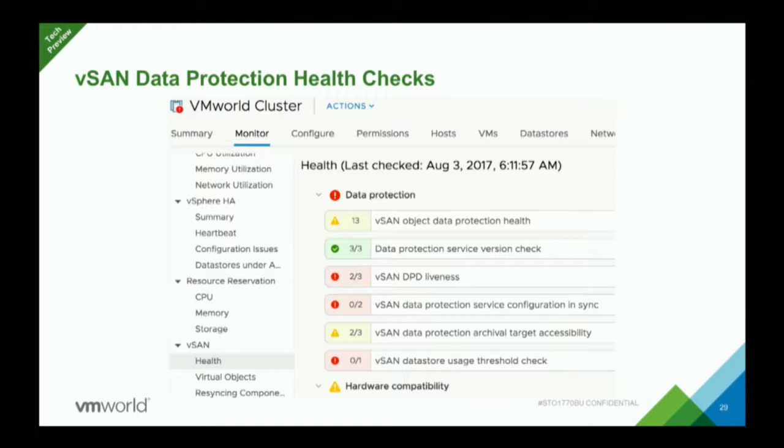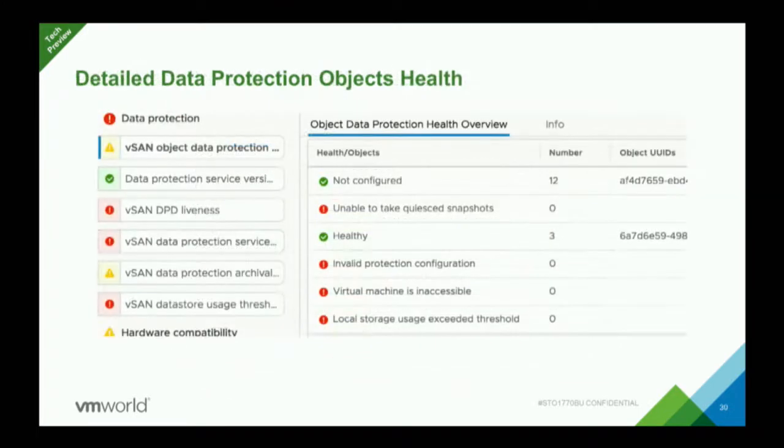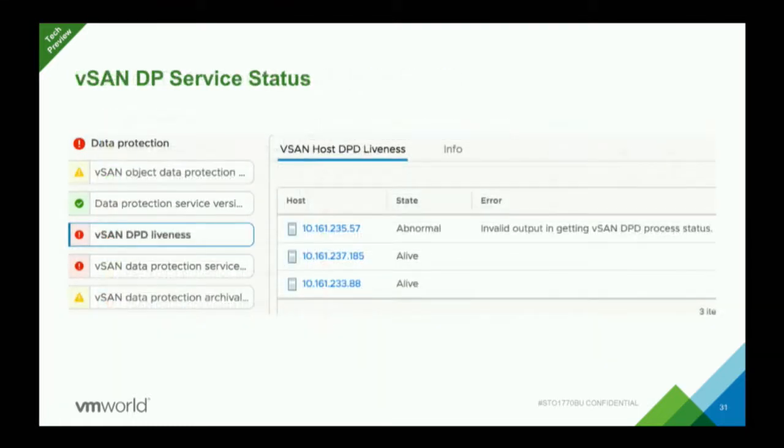One of my favorite ones is this object data protection health overview, right? With this, you'll be able to see all the actual individual objects in vSAN and what they mean in terms of data protection. Have they been configured or not? If you're not able to take application quiescent snapshots, whether they're healthy, if the VM is not accessible. That's really important to know, right? From a data protection standpoint in vSAN. And another example, another health check that we have is, so this is the vSAN data protection service. All of that runs on every single host in your cluster, right? And it's critical that they're running, or you might have some issues. And so this is showing you all of that information.